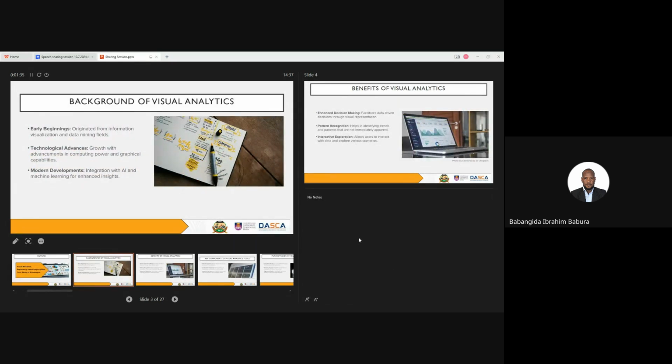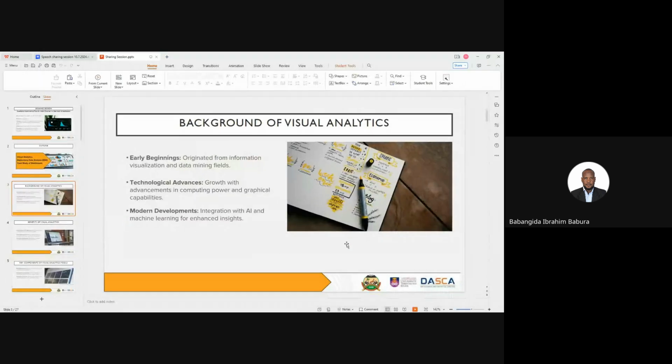So let's look at the background behind visual analytics. In the early beginning, visual analytics originated from information visualization and data mining fields. And actually, when you relate it to exploratory data analysis, you will see it is far beyond that. Technological advances, which grew with advancement in computing power and graphical capabilities, made people embrace this approach in discussing data in general. Also the modern development, integration with AI, which these days is trying to take over so many other things. So move to the next slide, please.